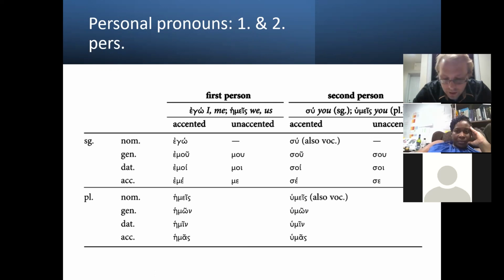So note here the spiritus asper in the personal pronouns for the first and second person plural forms, and that the first and second person singular forms exist in two varieties in all other cases except the nominative. One of these is accented, and the other one is unaccented, so lacking an accent.